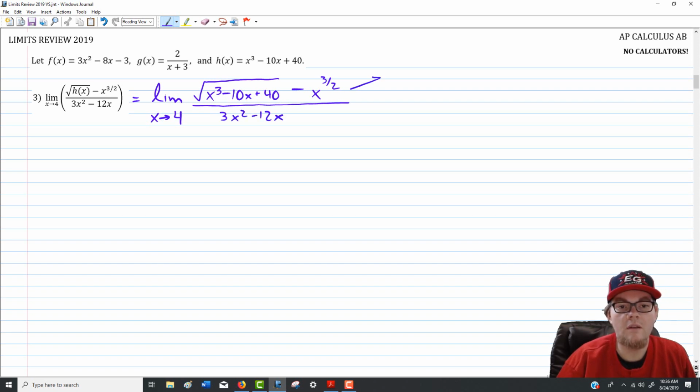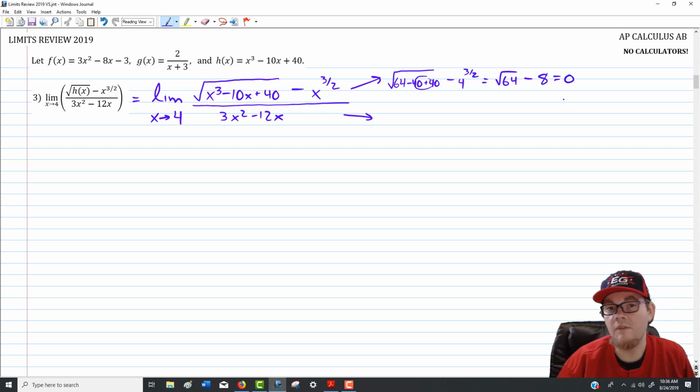So again, pretty interesting. We'll try direct substitution at first, assuming that it is going to in fact probably need it. In here we'll have 64 minus 40 plus 40. So of course that's root 64 minus 4 to the 3/2. And as I said, root 64 is 8. 4 to the 3rd is 64. 1/2 powered is also 8, which means our numerator is in fact 0. So we have the starting position for an indeterminate form.